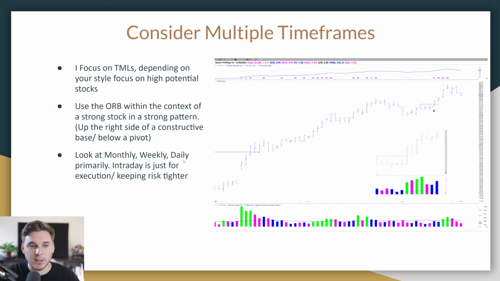And you want to look at monthly, weekly, daily primarily, and then the intraday is just about execution, keeping risk as tight as you can. If you're a swing trader, obviously if you're a day trader, you're going to be looking at intradays all the time. So here's a chart of UPST.